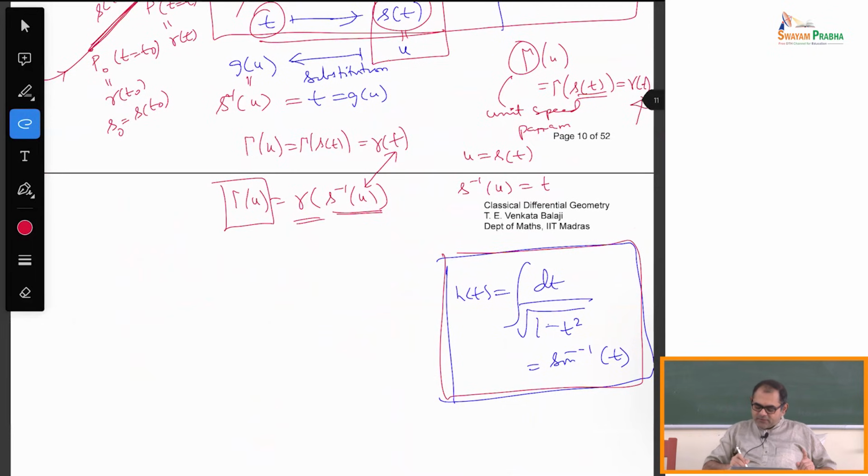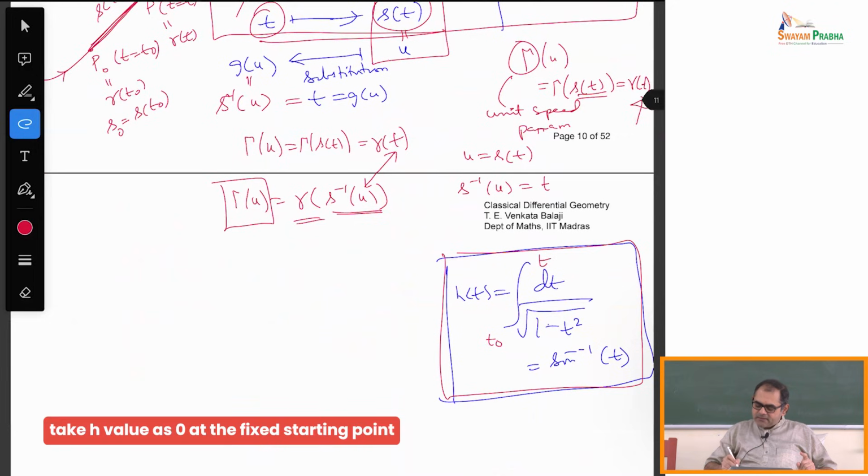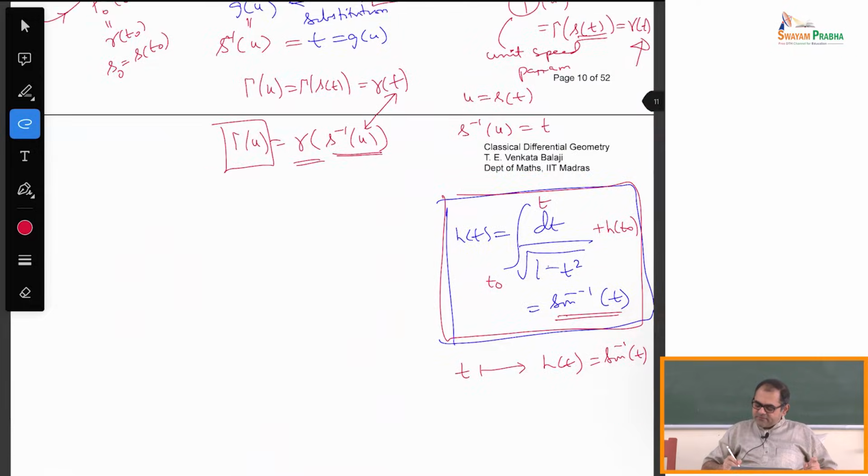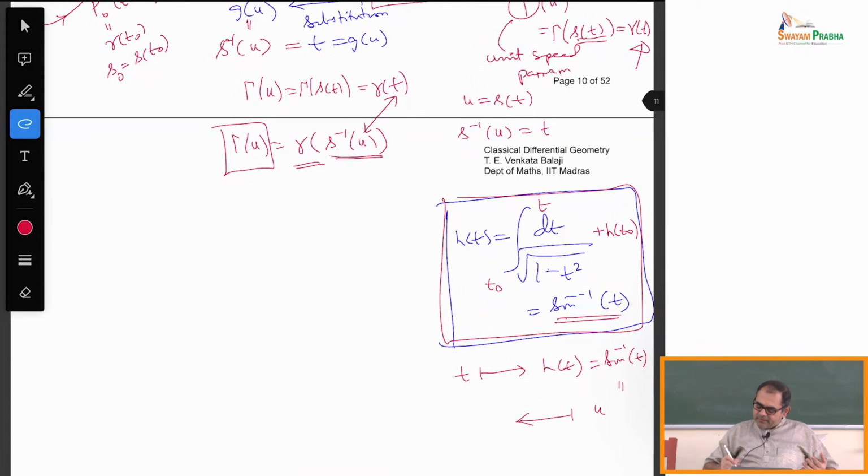In fact, I was trying to also tell you what this business about inverting an integral is. Let us say you write the integral from T naught to T, with H of T on this side and H of T naught here. Then you are getting a function T going to H of T. Now, thankfully, inverting this integral is a very easy thing. It's just sine inverse of T. So H of T is sine inverse of T. If you call this U, then sine inverse T is U, so T is sine U. So this is the inversion. This integral is very easy, and you are able to invert it.